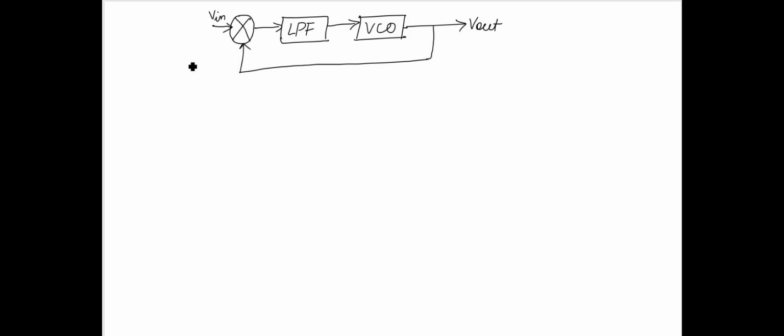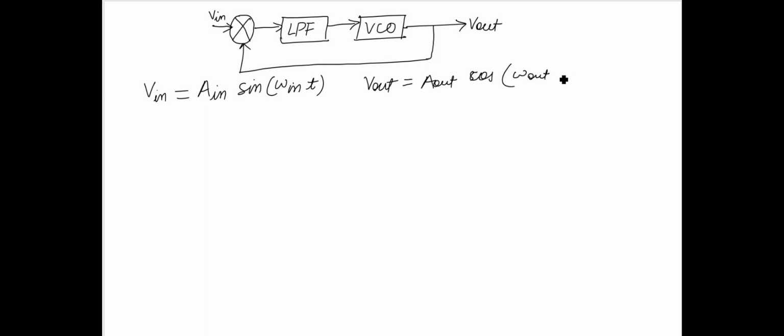So in this lecture we will understand why we are using the low pass filter, and some more about these other blocks. Let's consider there are two signals: V in, which we are giving, and V out, which we are getting at the output. Let's consider that V in is a sinusoidal signal, so it is A in sine omega in t, and V out is equal to A out sine or cos, whatever you want, you can consider cos omega out t.